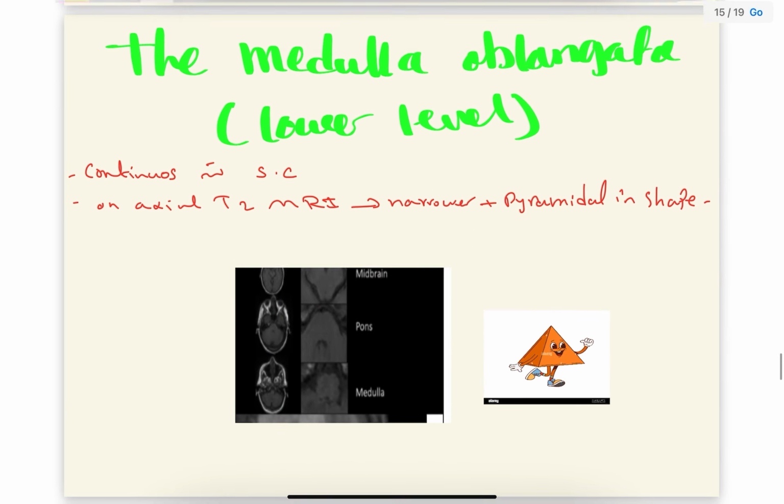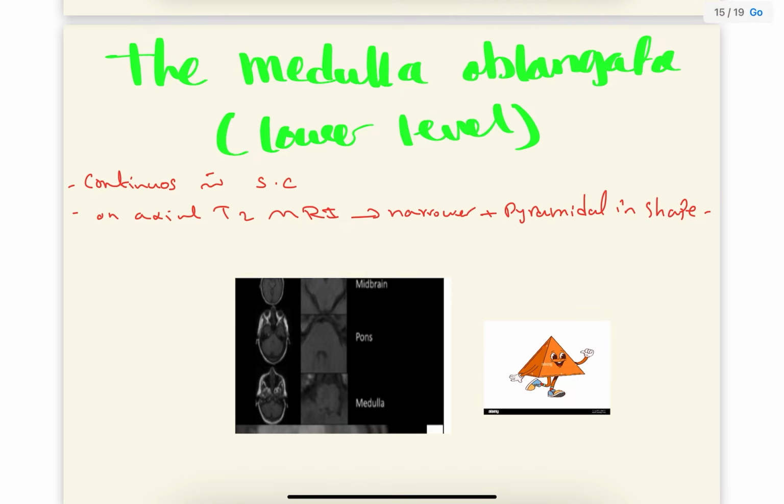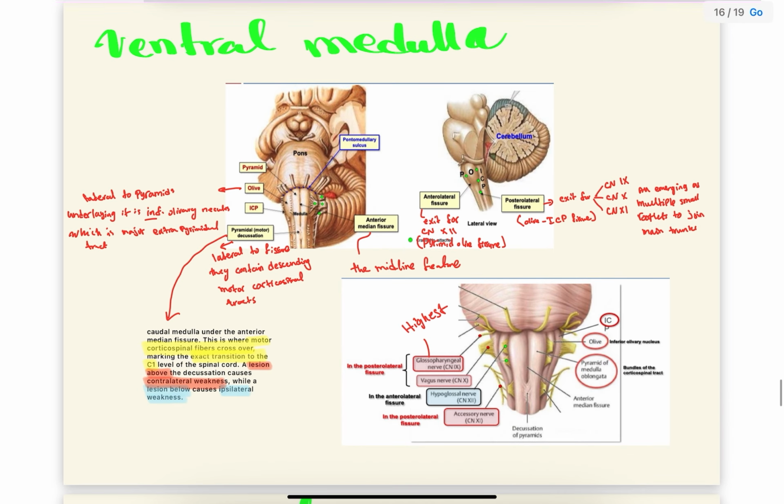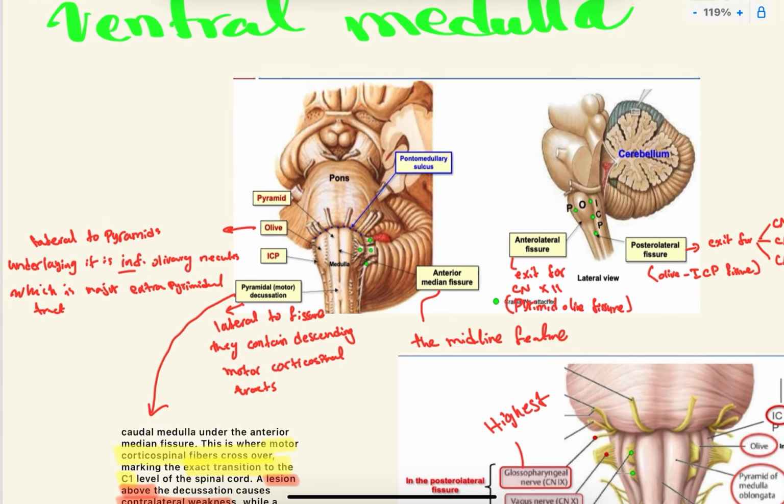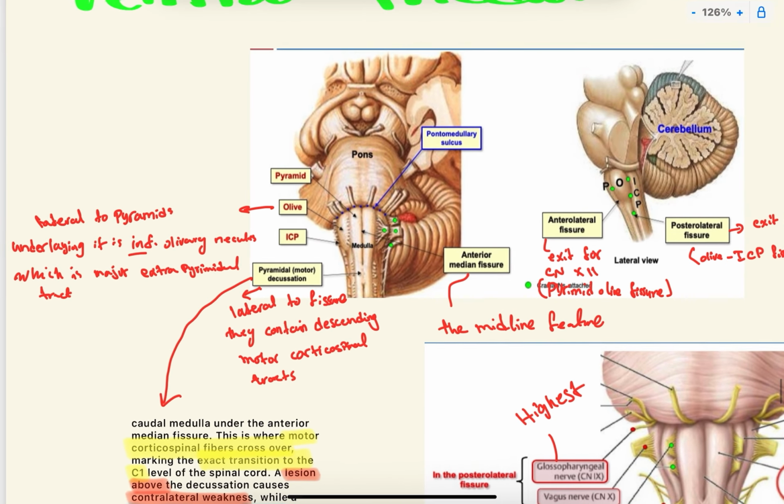Okay, now let's talk about the medulla oblongata, which is the most lower part. And as you can see it here on the MRI, it's basically pyramidal and narrower in shape, like a pyramid, and it's continuous with the spinal cord because it's the lowest one. Now, it's very important to know that, again, we are going to note its ventral features. So ventrally, what can we see? Let's take a look at it here.